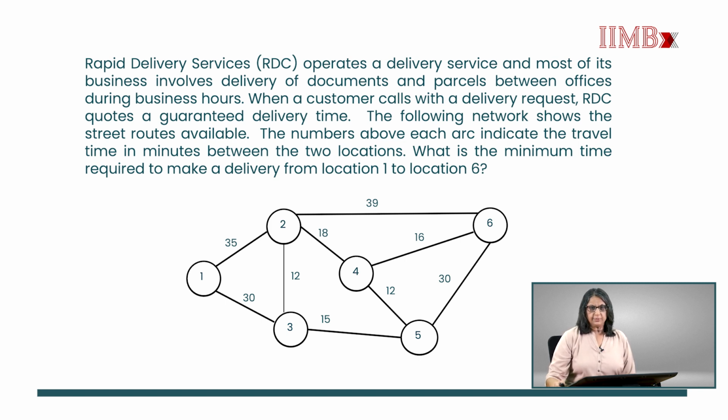So what do we want to decide? We want to know what is the minimum time that would be required to make a delivery between any two locations. So let's say from location 1 to location 6 as an example. So the first thing we'll do is we do realize that these are streets, and therefore, because we are not given any more information, let's assume that you can traverse the streets either way.